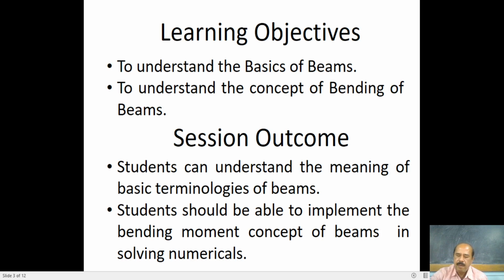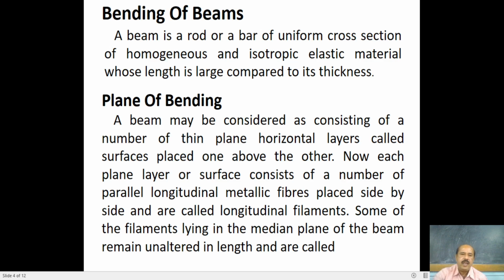With this knowledge, we have now understood the meaning. If somebody asks what a beam is, a beam is a metal plate or a bar whose length is large compared to its thickness. Then, bending of a beam: a beam is a rod or a bar of uniform cross section of homogeneous and isotropic elastic material whose length is large. That is what I have already explained.